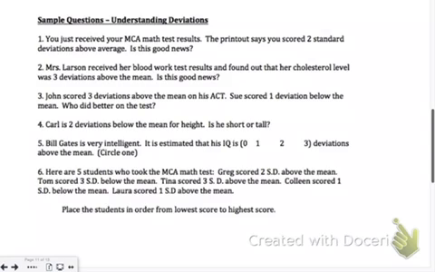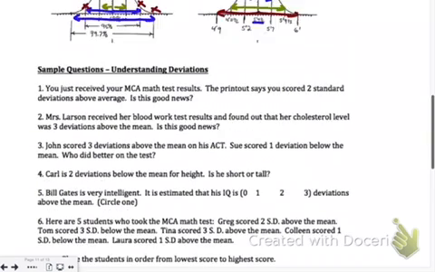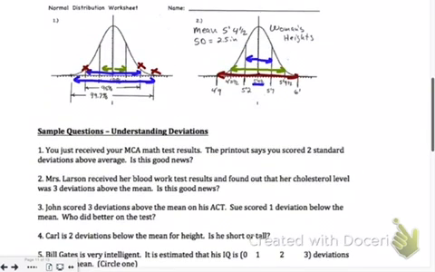Bill Gates is very intelligent. It is estimated that his IQ is 0, 1, 2, or 3 deviations above the mean, and let's circle 1. So let's think about this in terms of percentages. If we said that he was 0 standard deviations above the mean, that would mean he would be average. Well, if he's very intelligent, he's more than that. If he's 1 standard deviation above the mean, that would mean that he would be smarter than 68% of the people. Well, he's probably a little more smart than that.